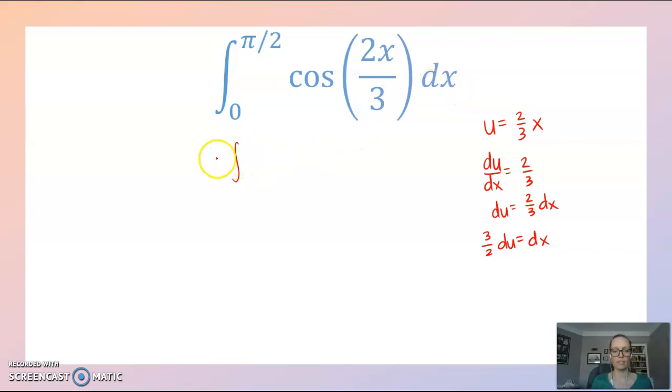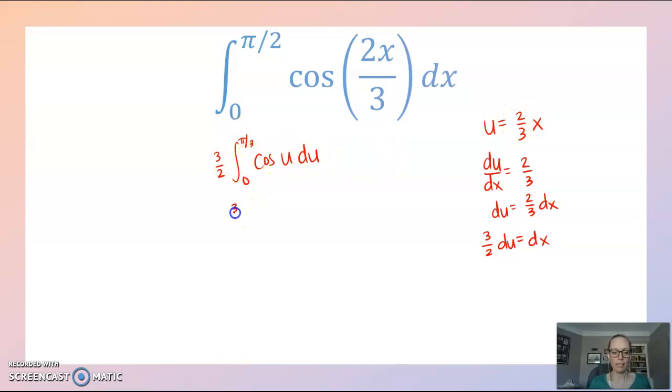Okay, that 3/2 can be moved to the front. And then I have cosine of u du. Now my bounds again, I want to change. So I'm going to plug in 0 for x, and my lower bound becomes 0. And then I'm going to plug in pi over 2, and so my upper bound becomes pi over 3, because pi over 2 times 2/3 is pi over 3.